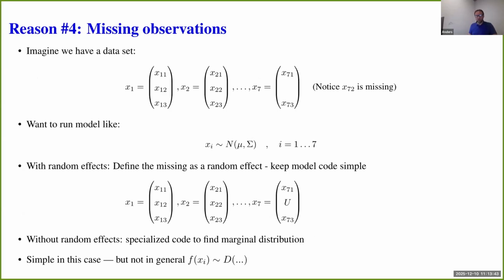Then this is more a, let's say, convenient one, nice to have, not need to have. But if you have missing observations, then it's very convenient to replace them by a random effect. And then you can program everything in your code, just not taking account that something could be missing. And then it will deal with that by itself. And that makes it just simple and nice.